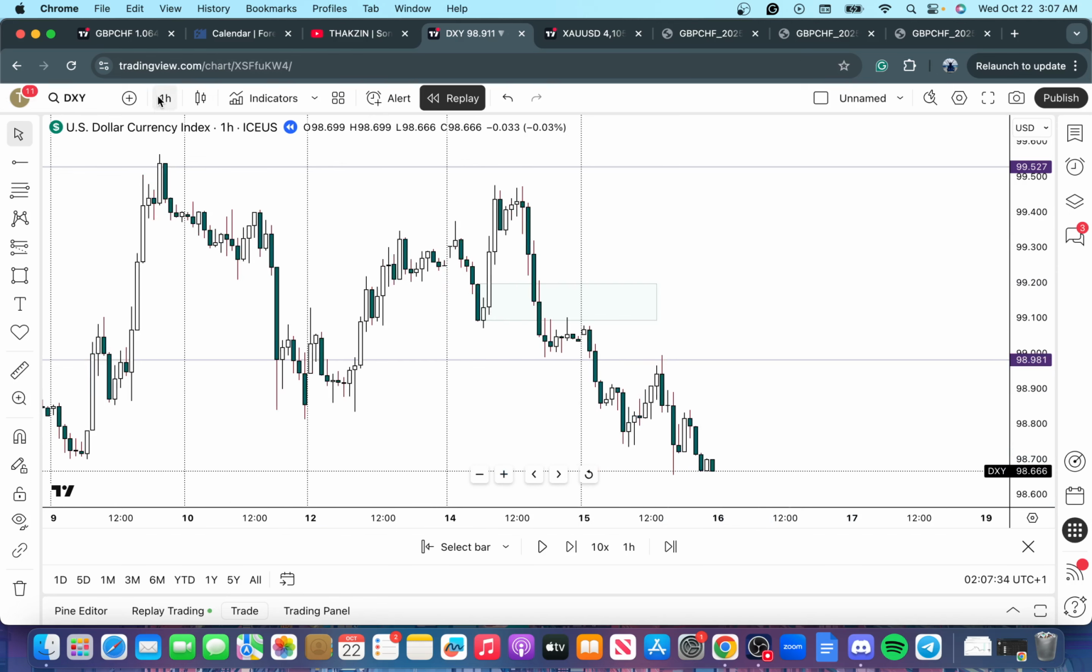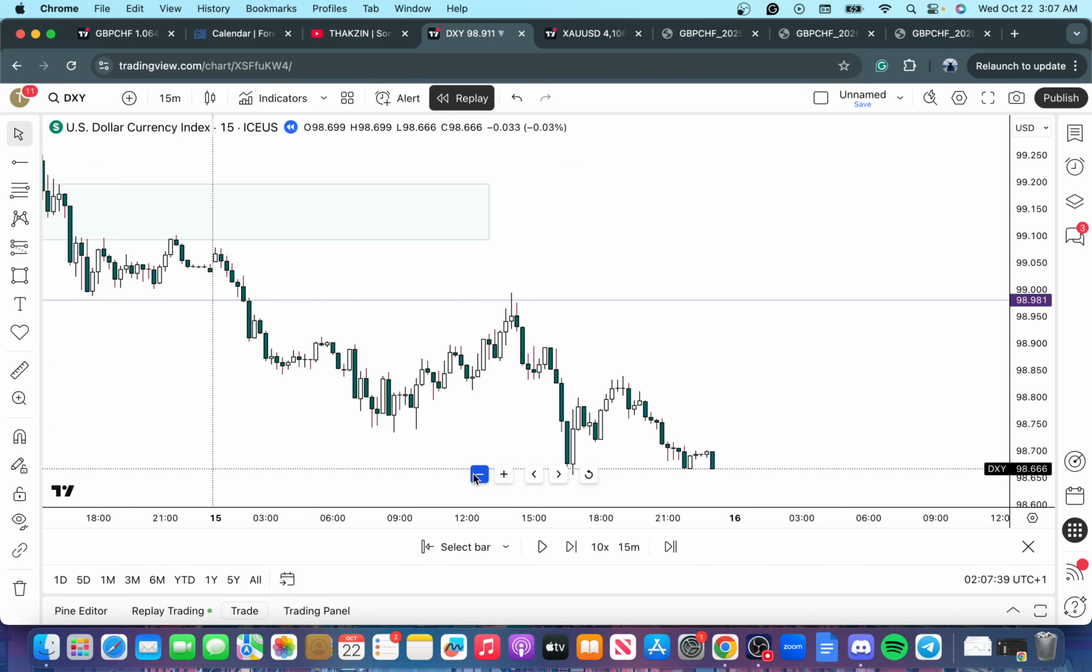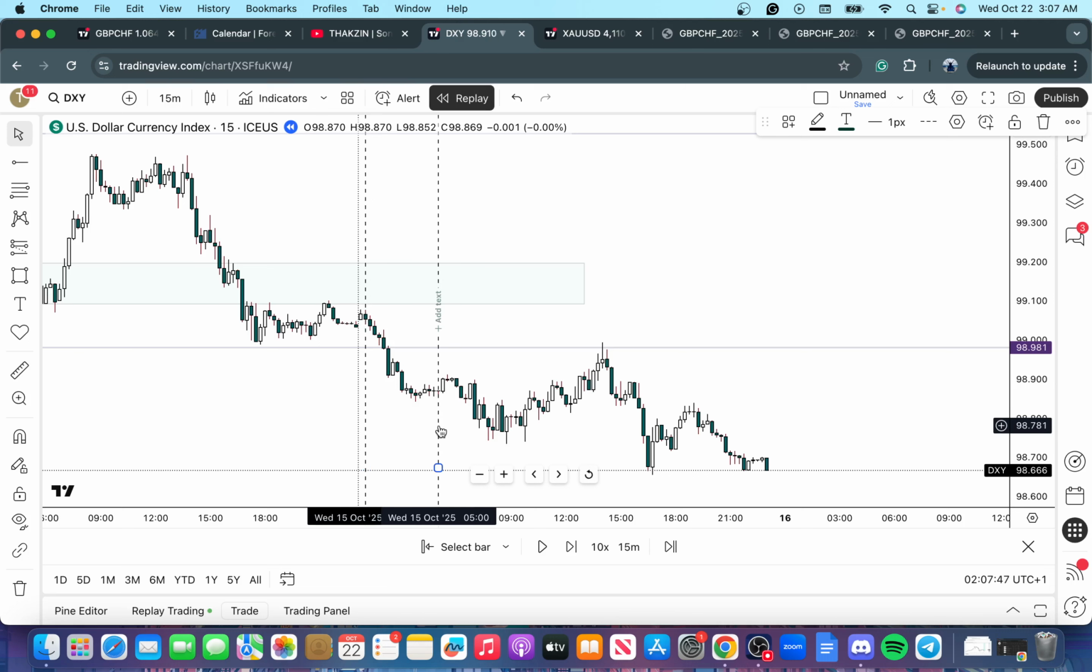Now, if I just go down to an M15 time frame, just so we can see the picture clearer. So we're going to delineate Asian session here. So this is the start of Asian session. End of Asian session. Start of London session. End of London session. Start of New York session. End of New York session.